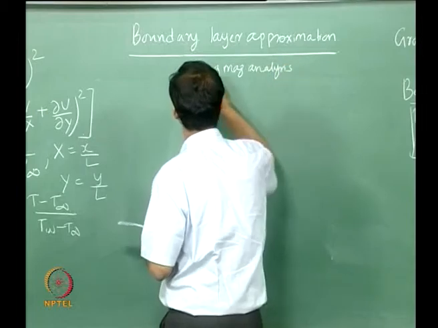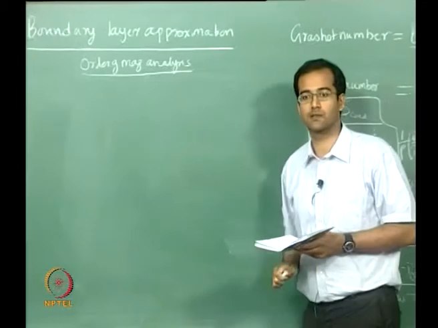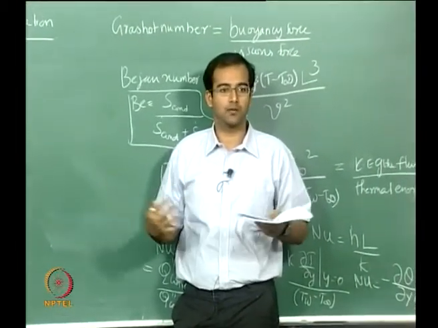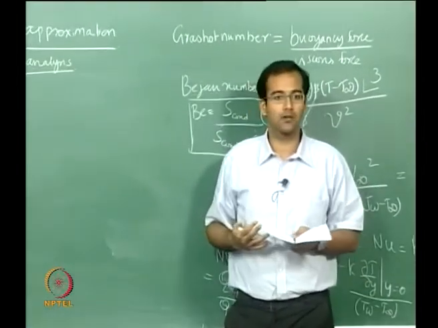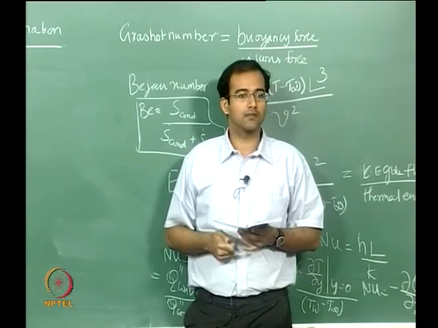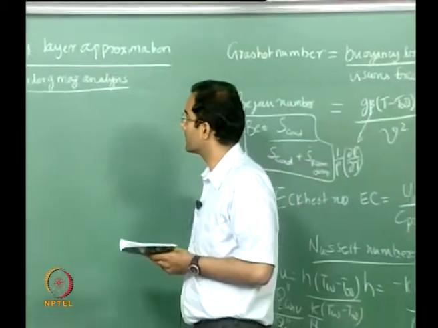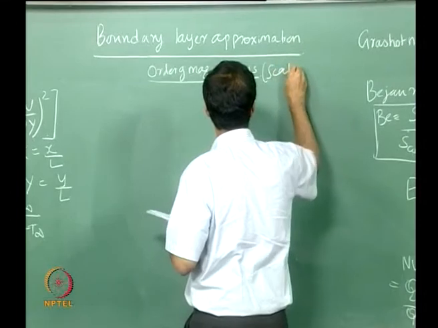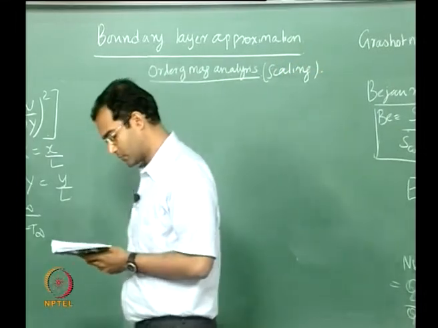So the order of magnitude can be decided only if you scale the equations. You should know to what extent the dimensions can go, and to what extent the velocity can go. Once you know the scale, that gives you the order of magnitude of each term, from which you can neglect some terms for this particular problem. So the order of magnitude is basically decided through scaling.